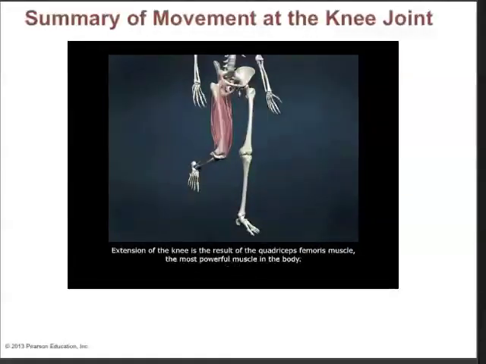Extension of the knee is the result of the quadriceps femoris muscle, suggested by some to be the most powerful muscle in the body.